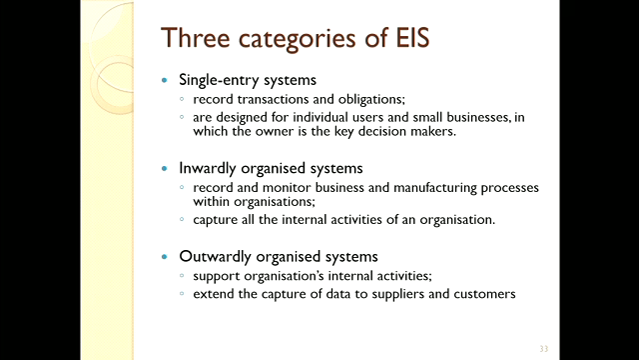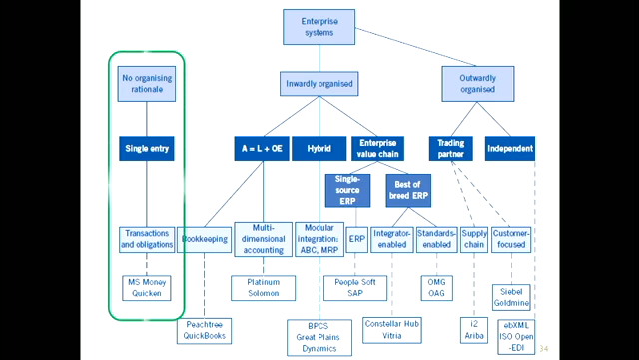Another example of an outwardly organized system is a software application that can connect the company with their suppliers. So these are examples of outwardly organized systems, at different levels.